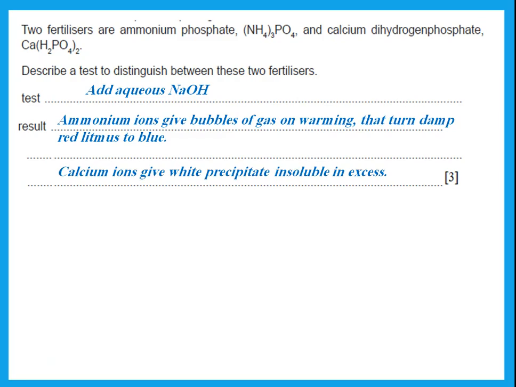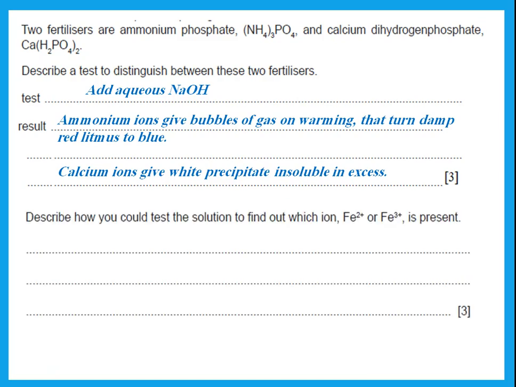So with ammonium ions, the ammonium ions will give bubbles of gas on warming that turn damp red litmus paper to blue, while the calcium ions, if I add sodium hydroxide, they give what? White precipitate insoluble in excess.